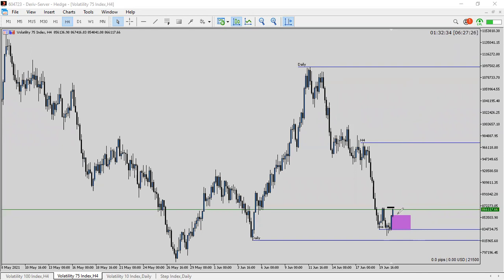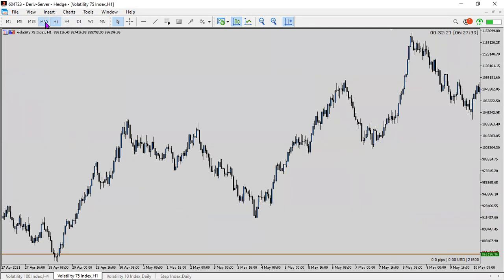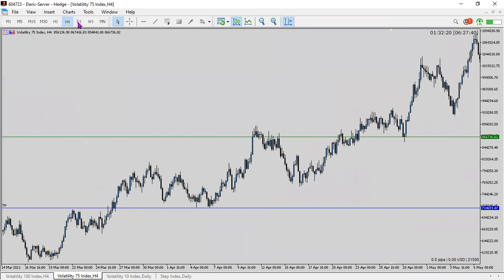Once this candle closes, automatically this qualifies once it closes above here, and this is a valid zone that I'll be looking to take trades off to the upside, targeting this specific level right in there. So that's about that on volatility 75.